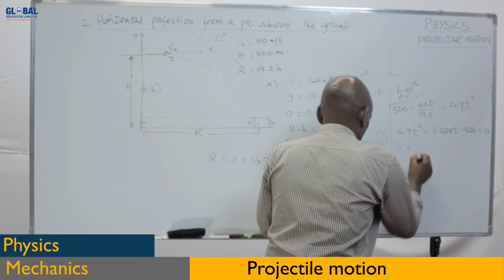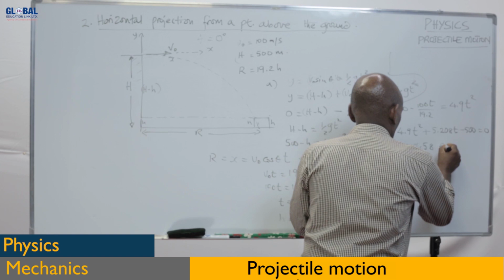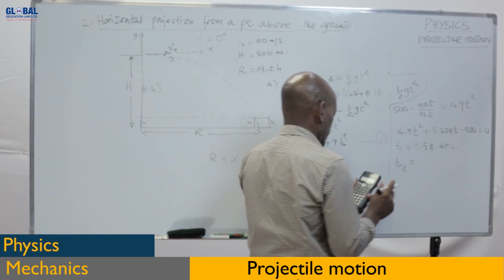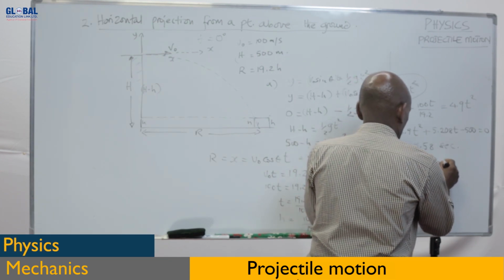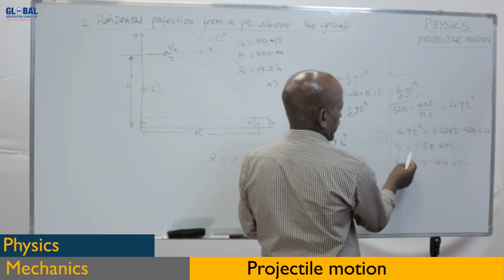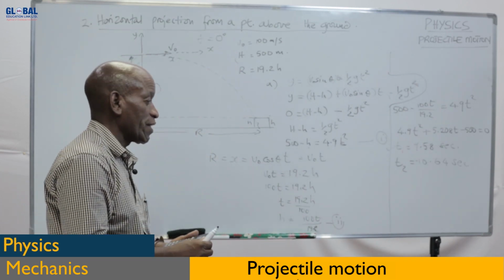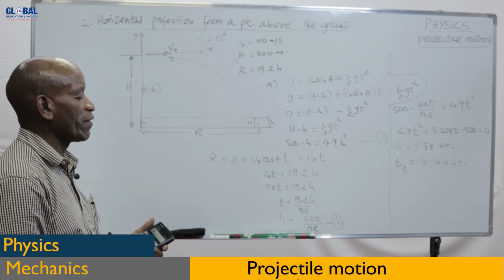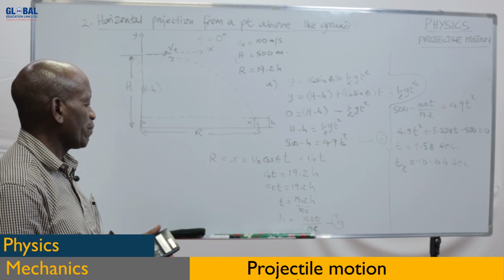One of the times is 9.58 seconds, and the second time is negative, which is negative 10.664 seconds. So we are neglecting the one with negative value. We pick the one which is positive, and that is the time taken by the luggage to land on the platform. If we go to part B, we are looking for the height of the platform from the ground.